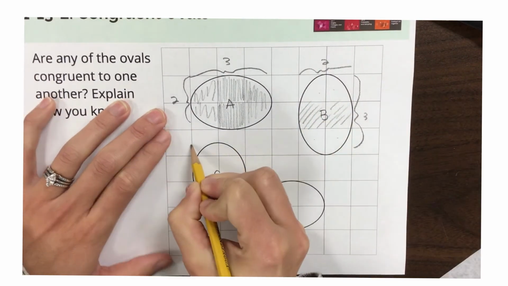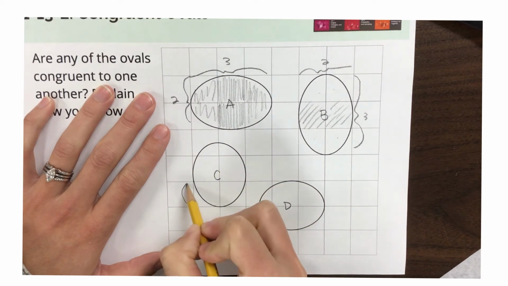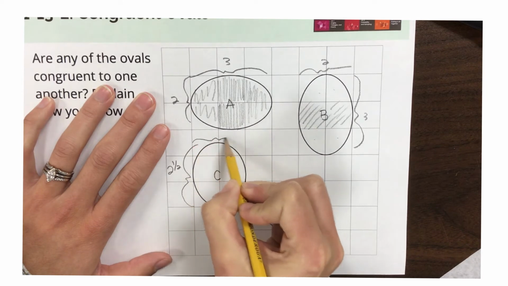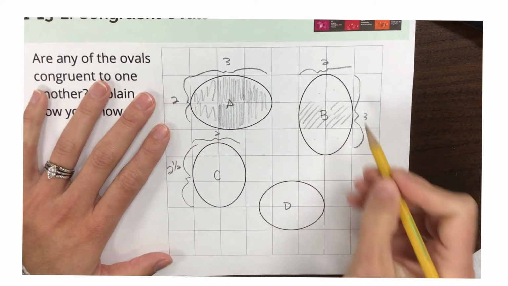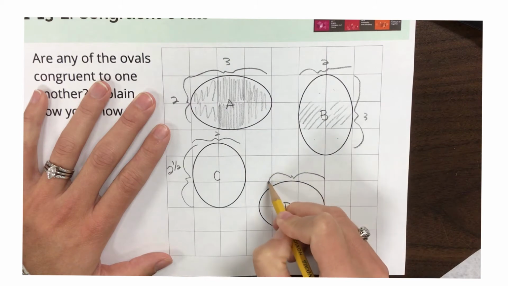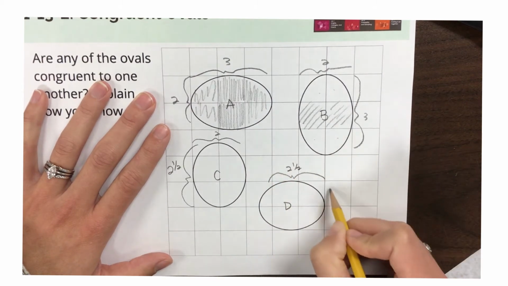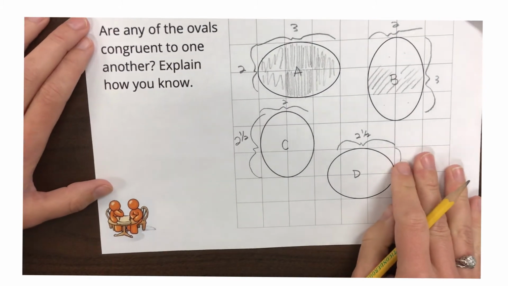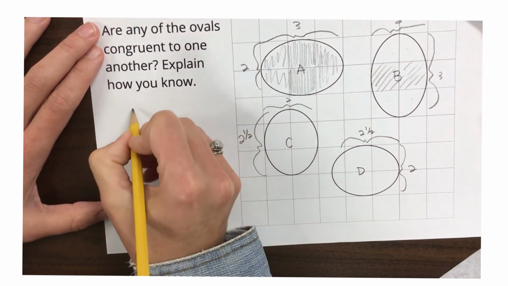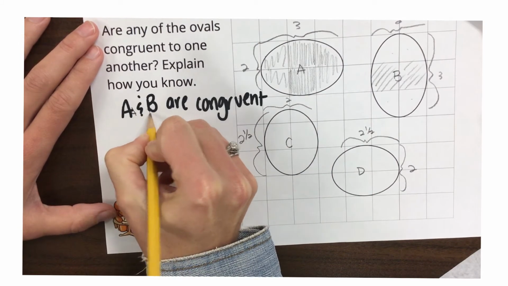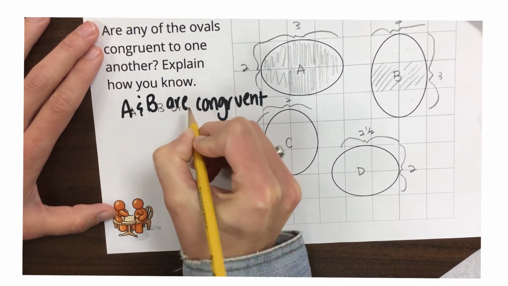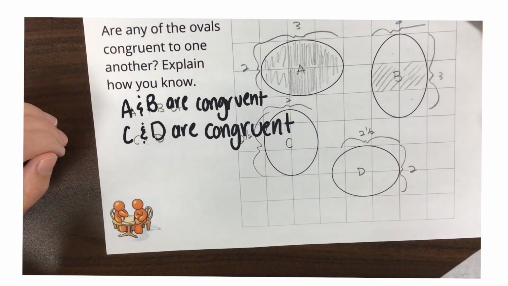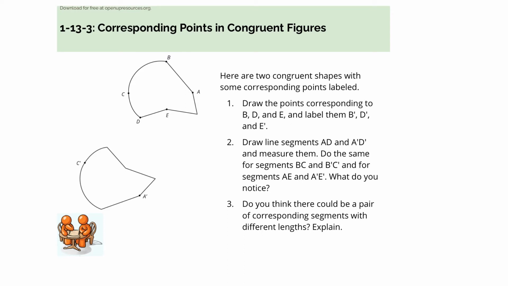When we look at this one down here, this one appears to be 2.5 by 2 units. That one won't work for there. This one here is 2.5 by 2. So therefore, are any of these congruent? Well, if their areas are displaying similarities, then I would consider that A and B are congruent, and C and D are congruent.